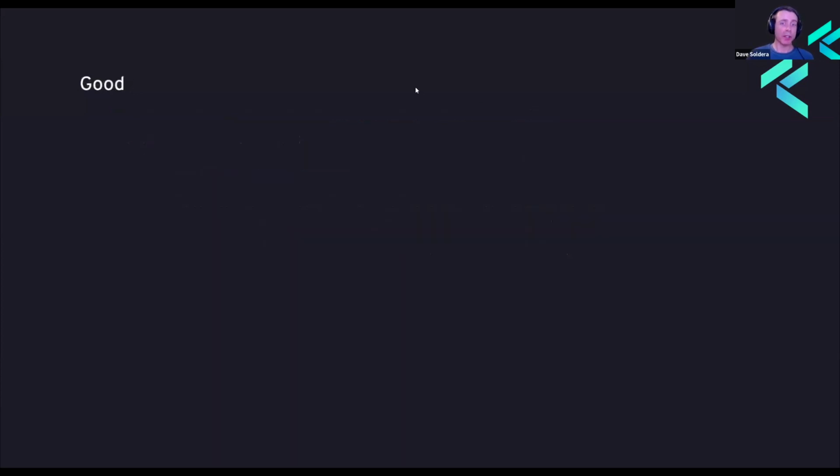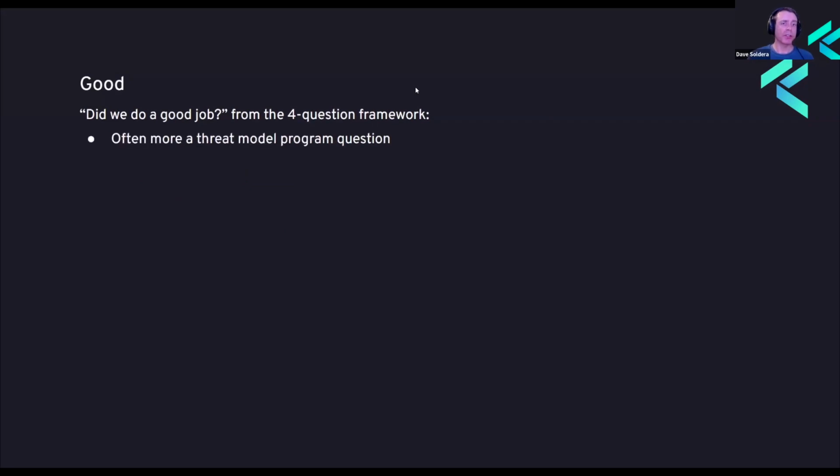Now, another way to try and think about value is through the threat modeling 4-question framework, which is a great way to model the threat modeling process. And it comes with a question that asks us to think about the value of a threat model, which is phrased as, did we do a good job? Now, often that's used as the program question, for a threat modeling program, not for an individual threat model. But can we answer this question for a particular threat model?